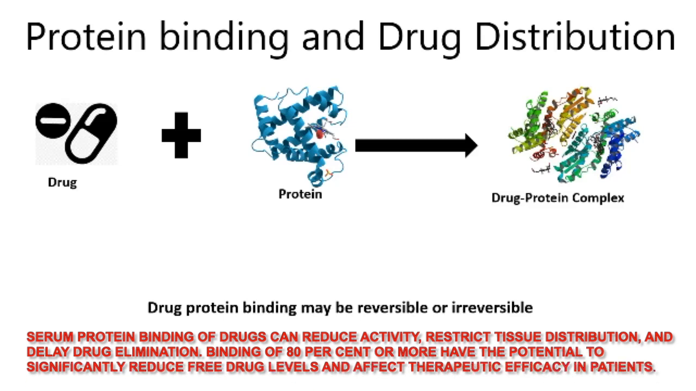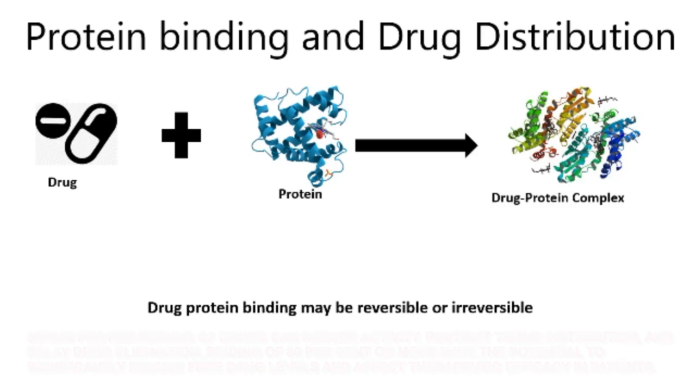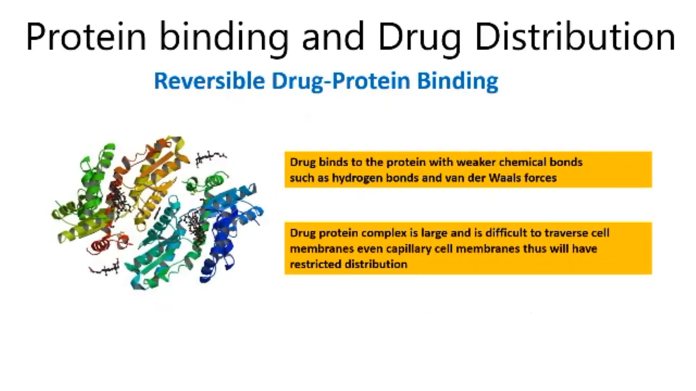So we looked at protein binding earlier, and drug protein binding may either be reversible or irreversible. Your drug combines with the protein and forms a drug protein complex. This drug protein complex is very large and can't go through the spaces between the capillaries to go into the tissues, so it just swims around in the plasma and stays there.